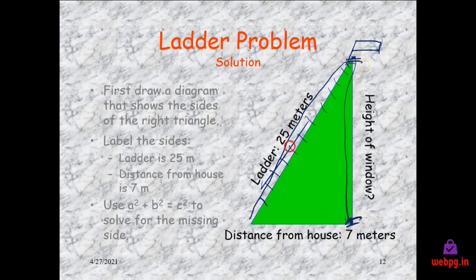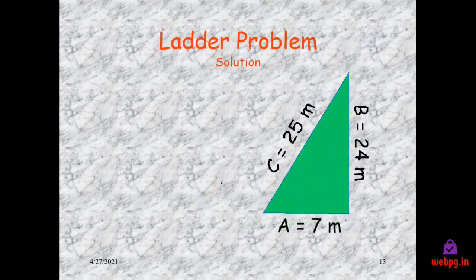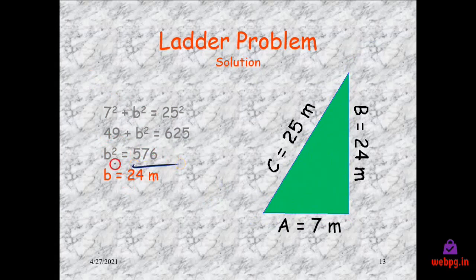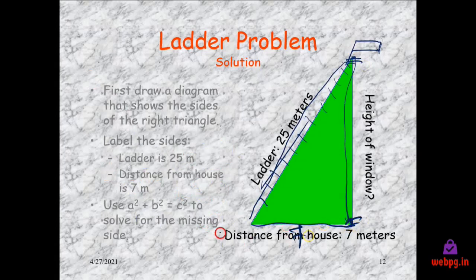Now to find this, we know that the distance from the ground is 7. As we calculated, 625 minus 49 is equal to 576, and if we take the root of 576, it is equal to 24, right? Now we get the value of b as 24 meters, the height.